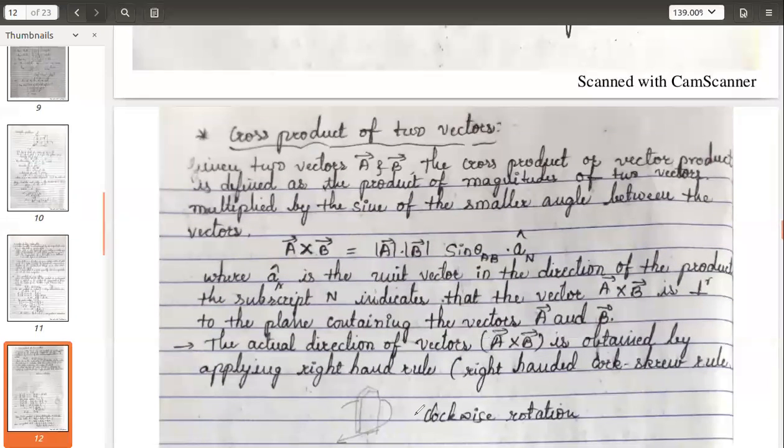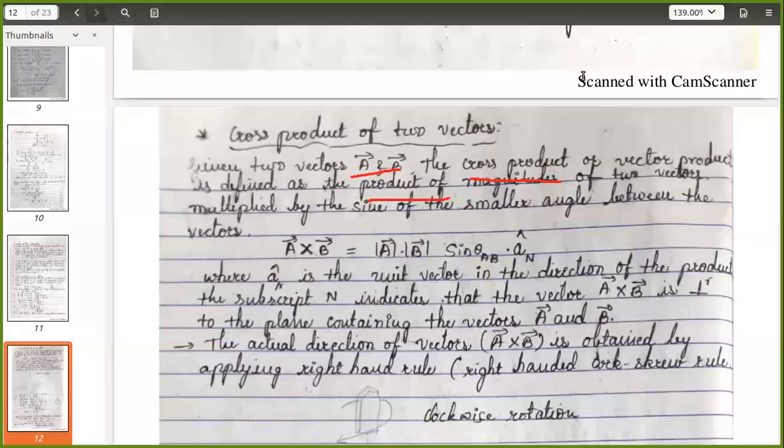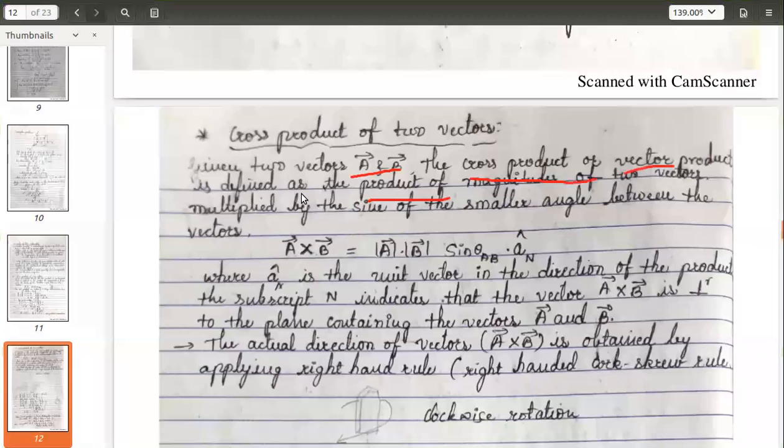Coming to the cross product. Given two vectors A and B, the cross product, or the vector product (the dot product is called the scalar product, the cross product is called the vector product), is defined as the product of the magnitudes of the two vectors, that is A and B, multiplied by the sine of the angle between them. Okay, this is how the cross product is defined.